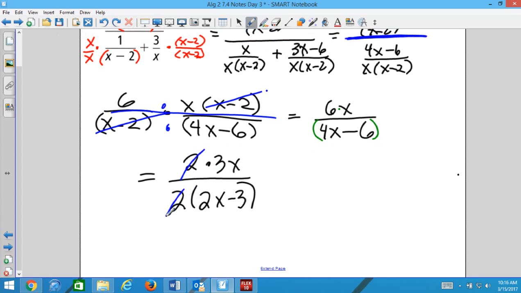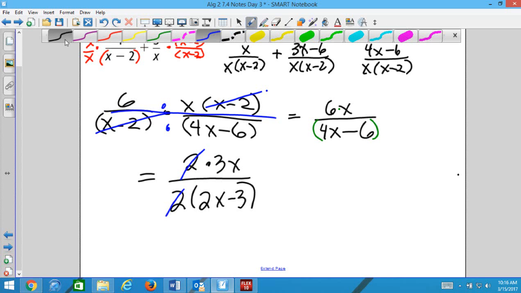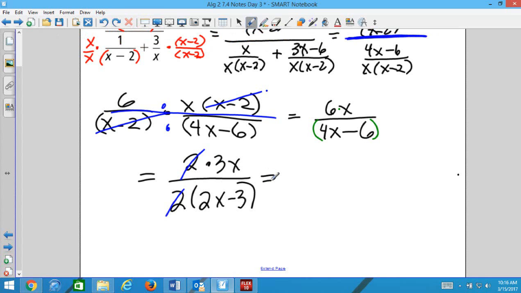Whoa. Right. You were right. I think it's 3x over 2x minus 3. I'm not having trouble. We'll see.